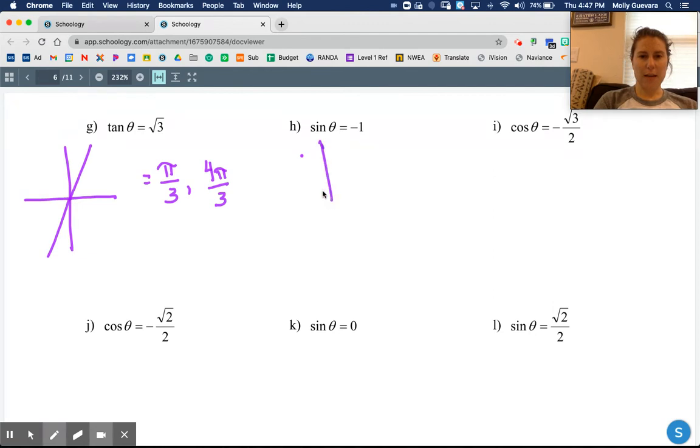Okay, sine of theta is negative 1. So that happens here.